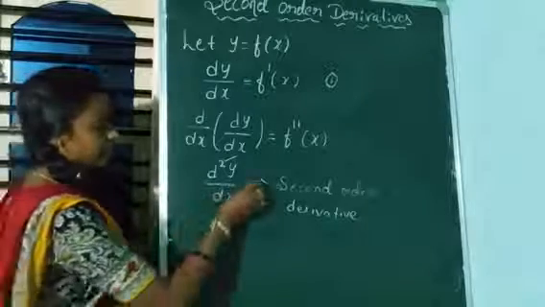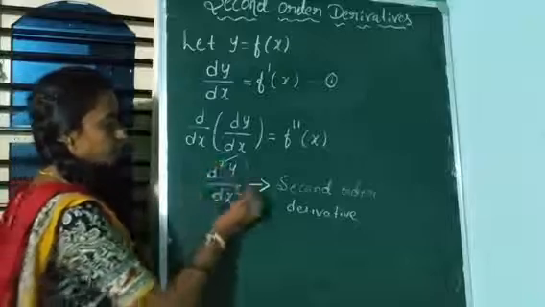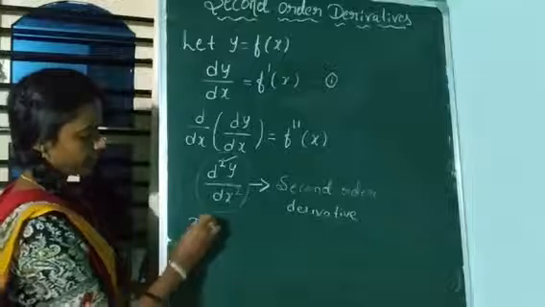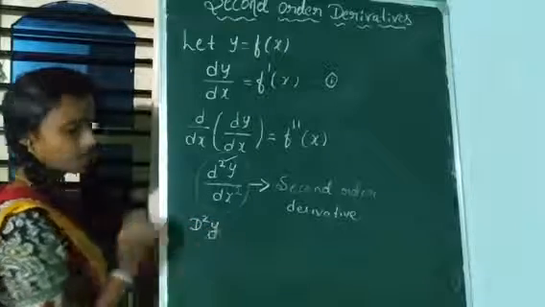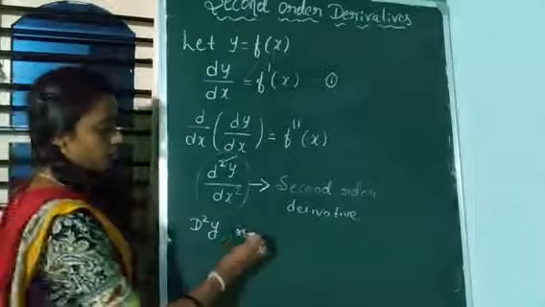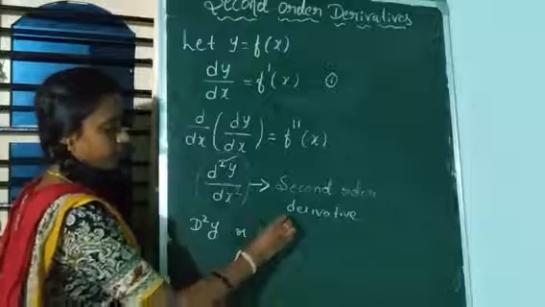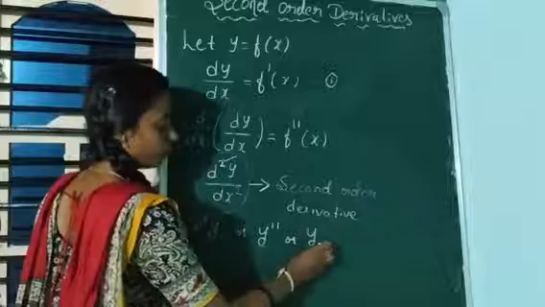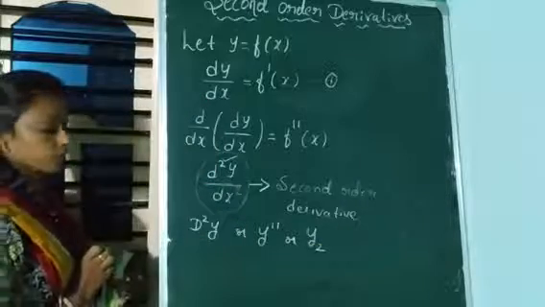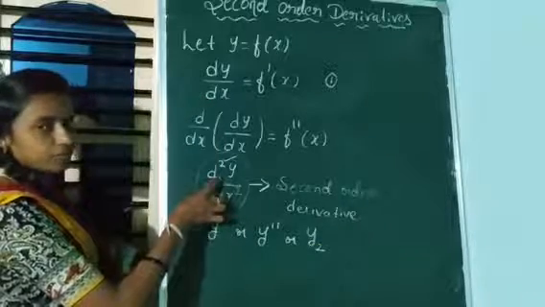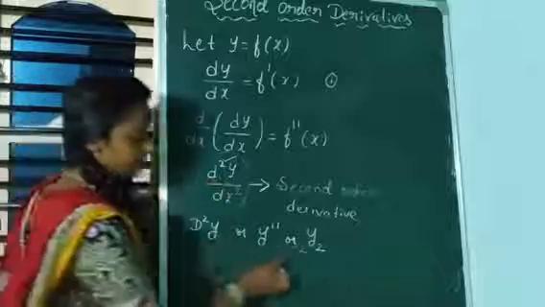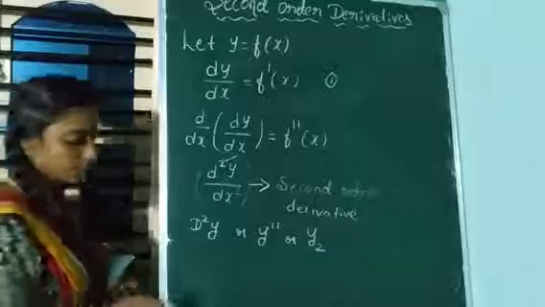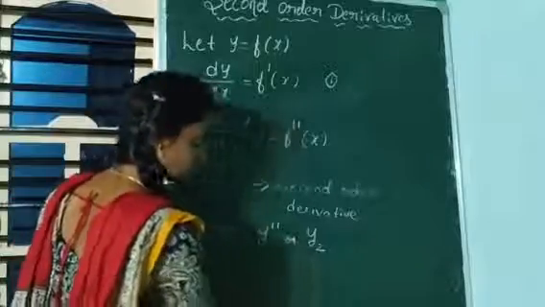This second order derivative we can also denote as capital D square y, or y double dash, or y2. So we can denote the second order derivative in these three ways. Is it clear? Let's go with some examples.